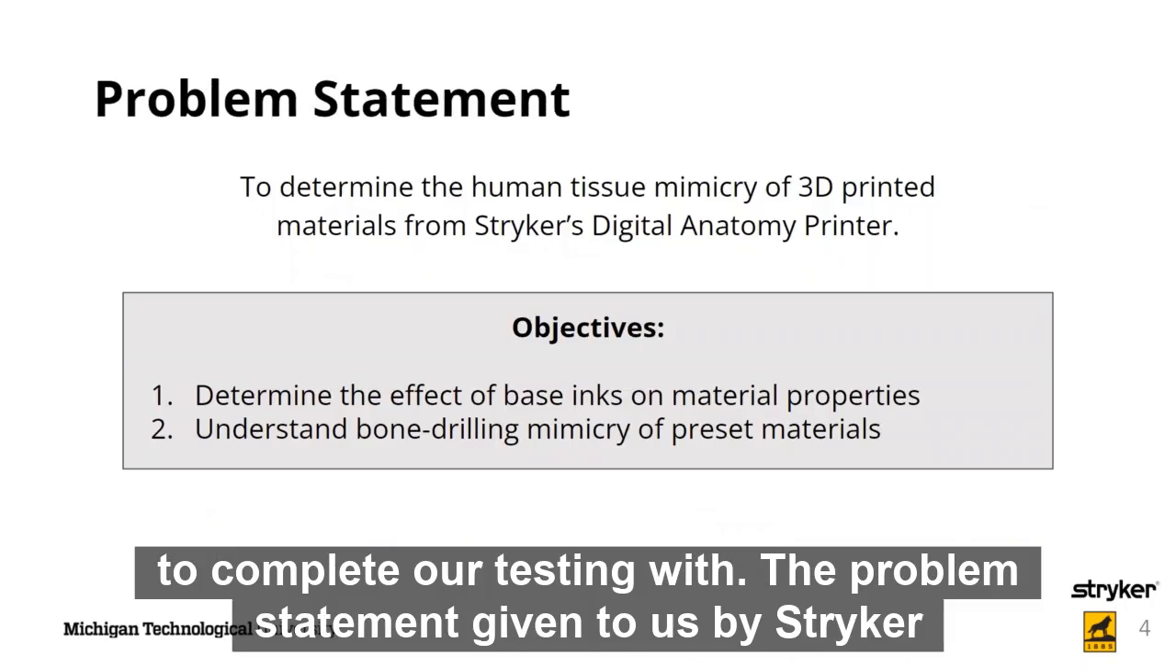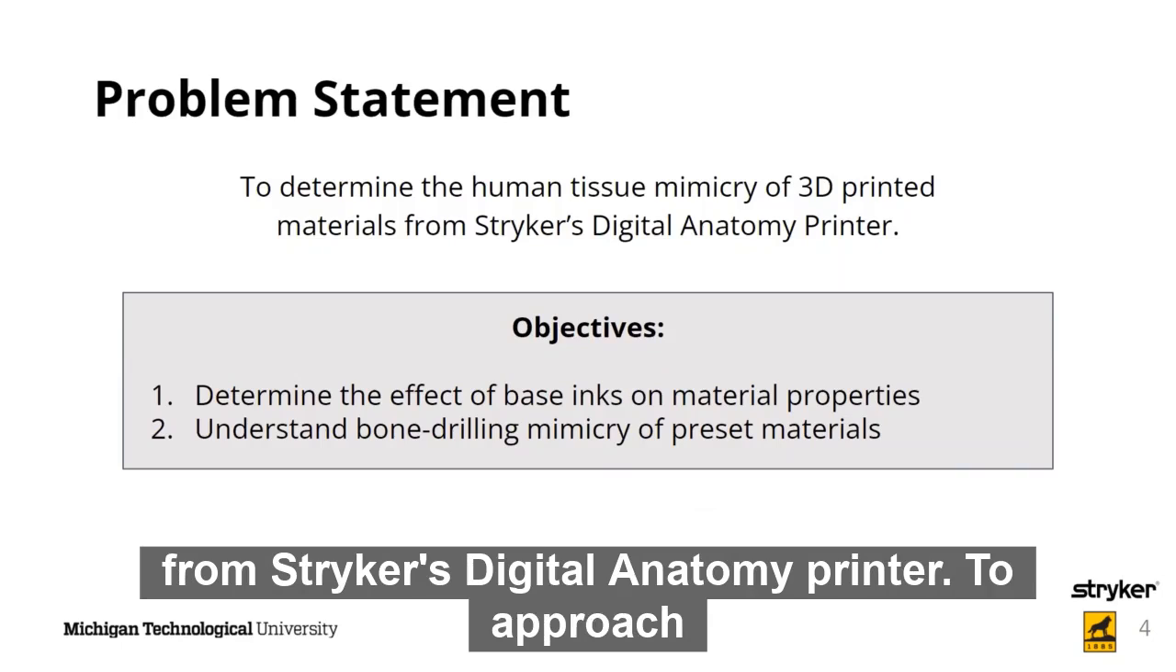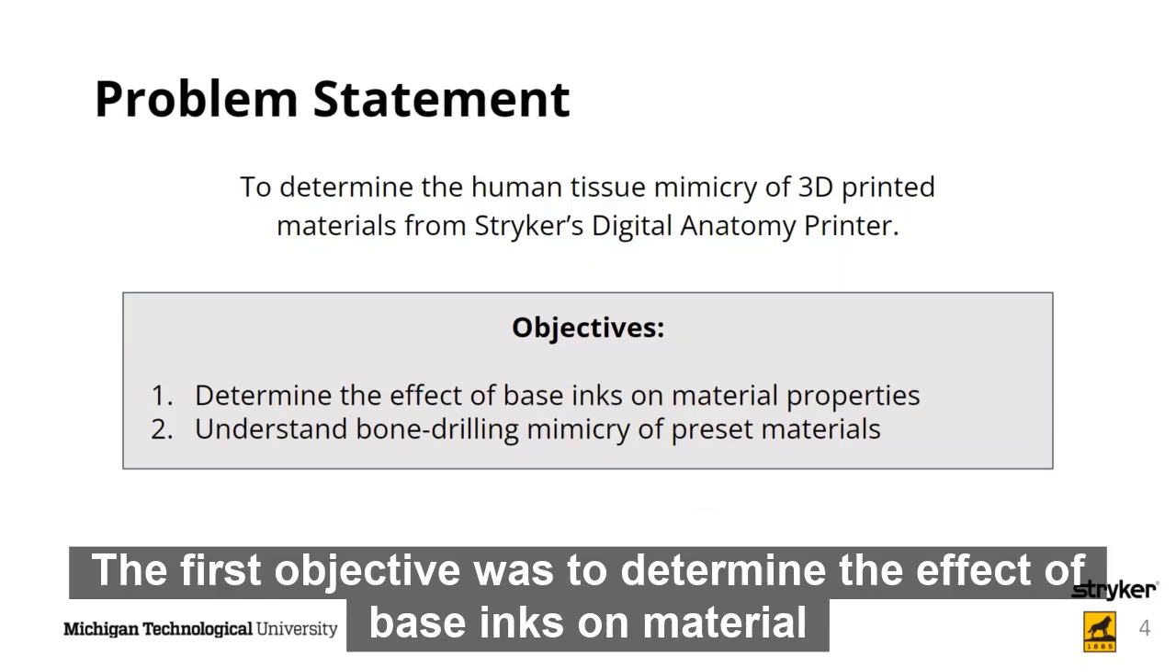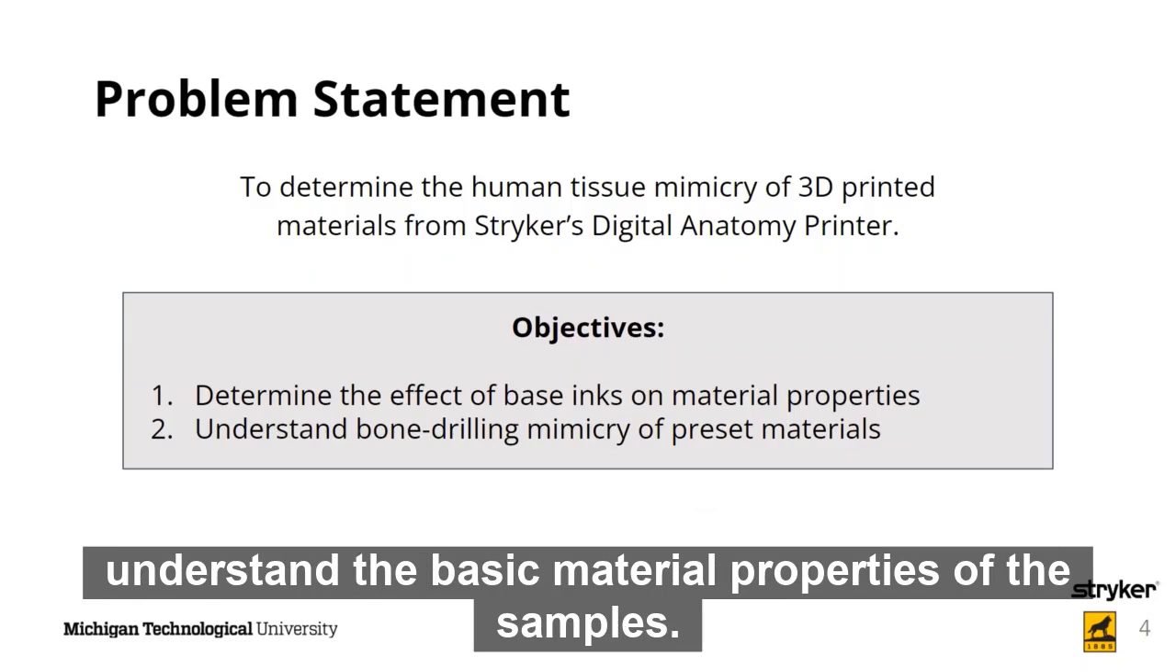The problem statement given to us by Stryker was to determine the human tissue mimicry of 3D printed materials from Stryker's digital anatomy printer. To approach this problem statement, we split it into two objectives. The first objective was to determine the effect of base inks on material properties, which was largely done through tensile testing to understand the basic material properties of the samples.